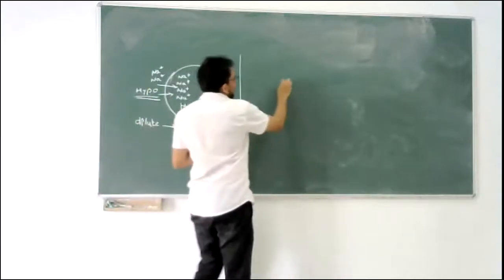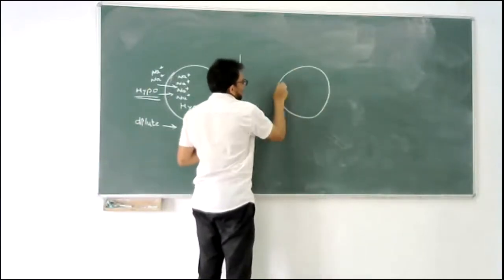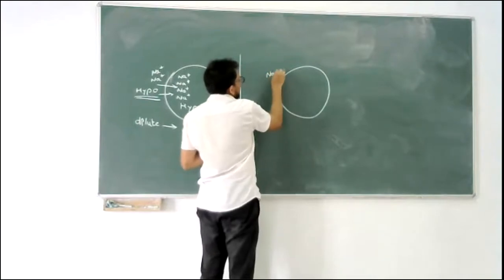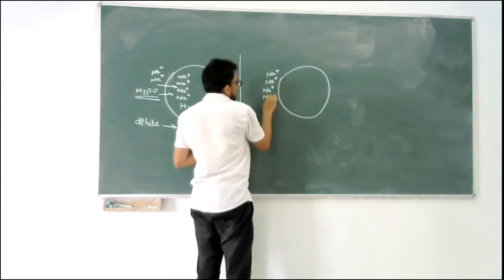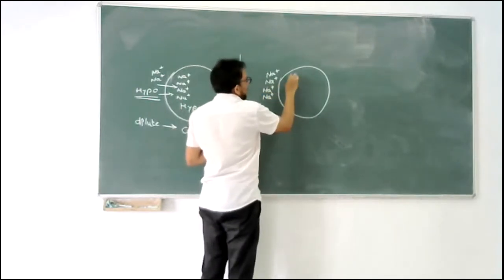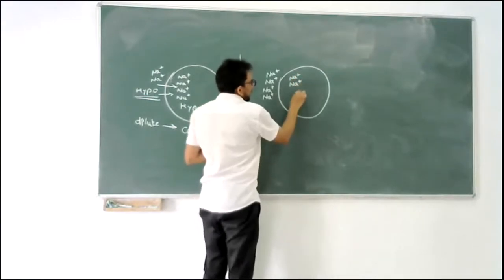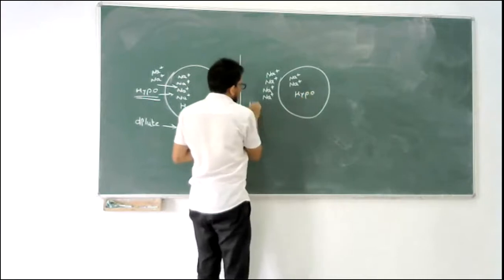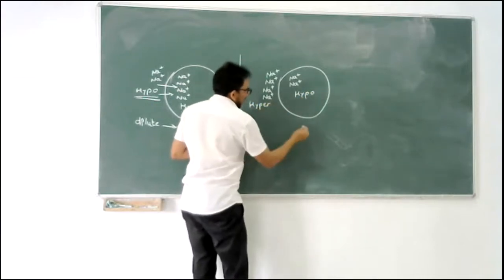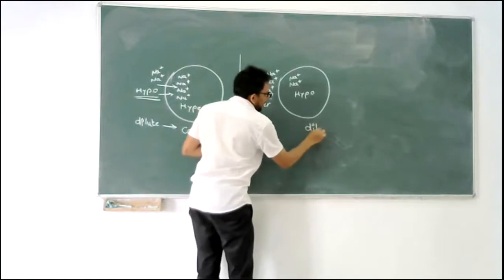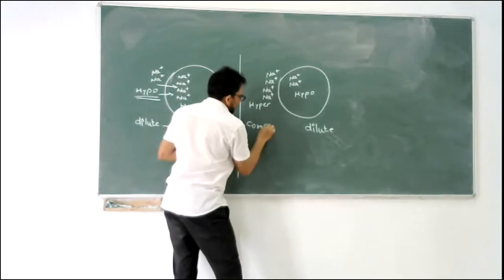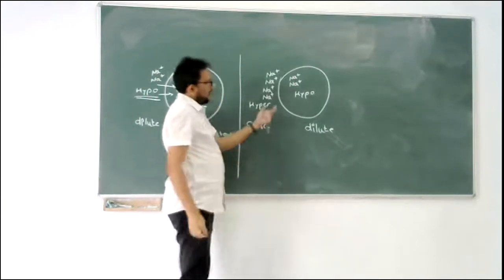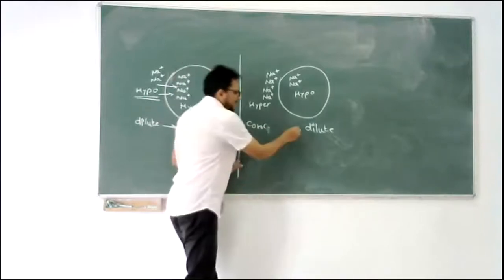In the other situation, let's say you have a cell, and now outside the concentration is high, and inside the concentration is low. So inside now it is hypo, outside it is hyper, and again inside is dilute, outside it is concentrated, right? Again, osmosis will happen in this direction.